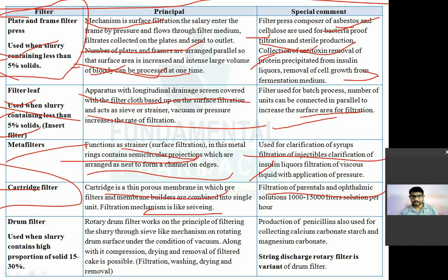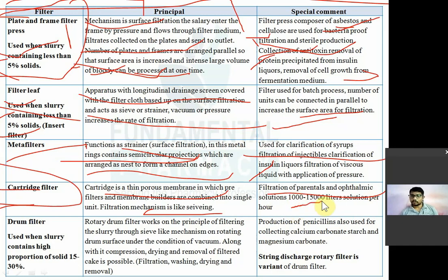Now rotary drum filters work on the principle of filtering the slurry through a sieve-like mechanism, rotating the drum surface under vacuum. Along with filtration, other processes also occur, like compression, drying, and removal of the filtered cake. That is, filtration, washing, drying and removal of filtrate happen at one time in the drum filter. It is used for the production of penicillins, and for collecting calcium carbonate, starch and magnesium carbonate. A variant of it is the string discharge rotary filter.